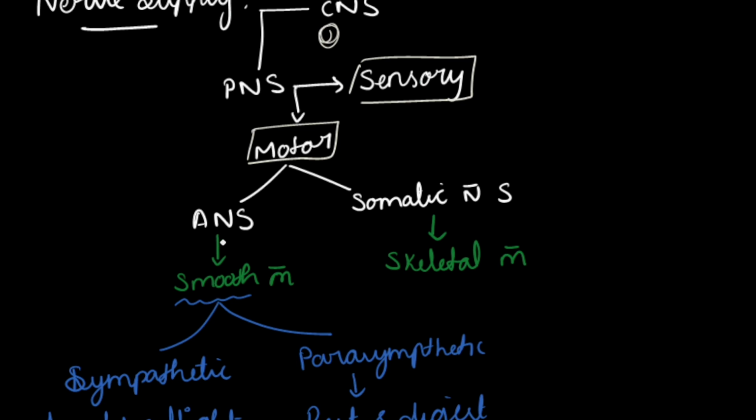And in case of the autonomic nervous system, we have two different types of responses. One is the sympathetic response and another is the parasympathetic response. The sympathetic response gets activated whenever there is fright and flight, that is, whenever there is any stress. And in normal conditions, parasympathetic activity will be more, that is during rest and digestion.